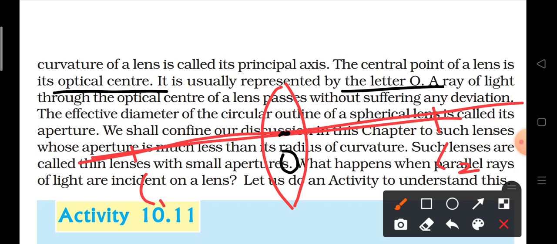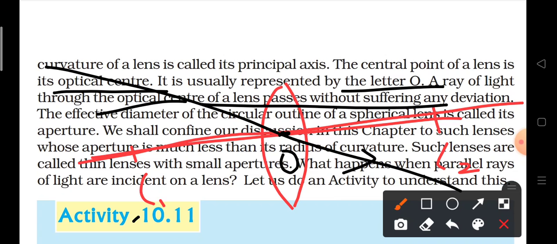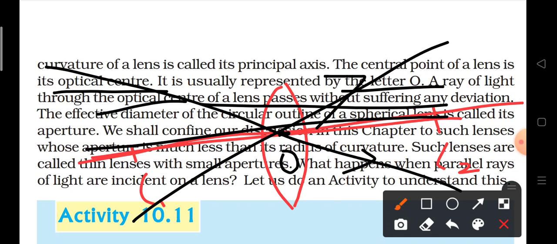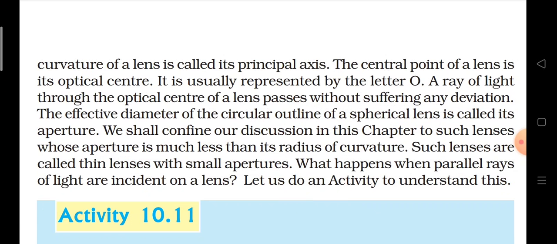A ray through the optical center of the lens passes without suffering any deviation. If any light ray passes through this optical center, it will not get any deviation. It will go in the same direction in which it came. Is it okay? The effective diameter of the circular outline of the spherical lens is called its aperture. The effective diameter of the lens is what we call its aperture.